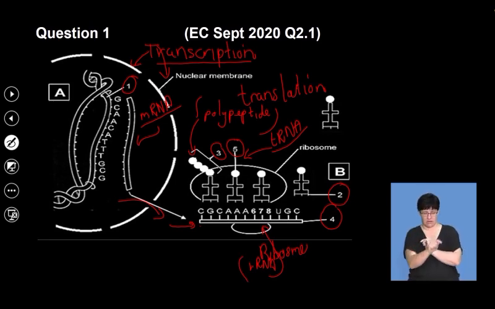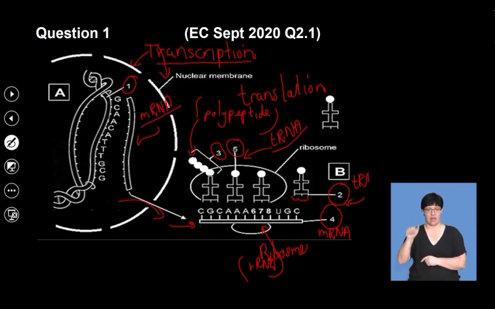We also know that they'll probably ask us to identify structure number 4, and they're pointing specifically to this structure here, which is on the tRNA. And I know that on the tRNA, we have the presence of anticodons, which are the triplet base pairs on a tRNA molecule. So that's the anticodon. Okay, so let's look at the questions that are based on this diagram.